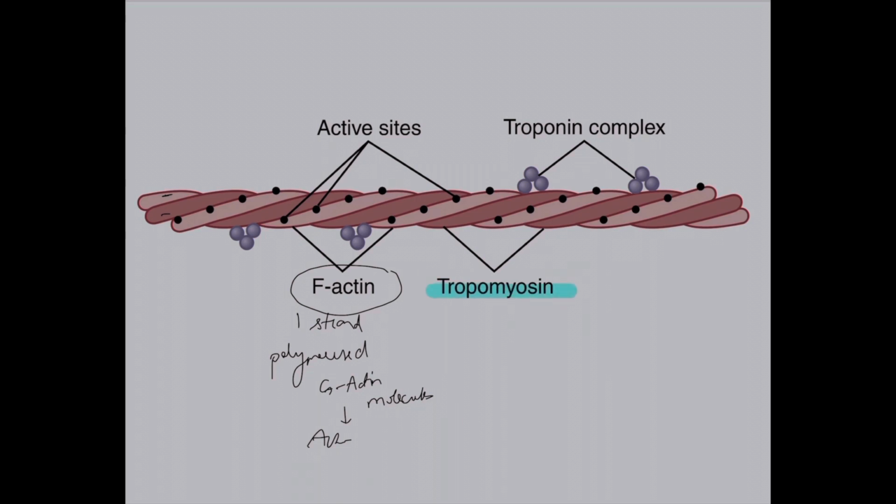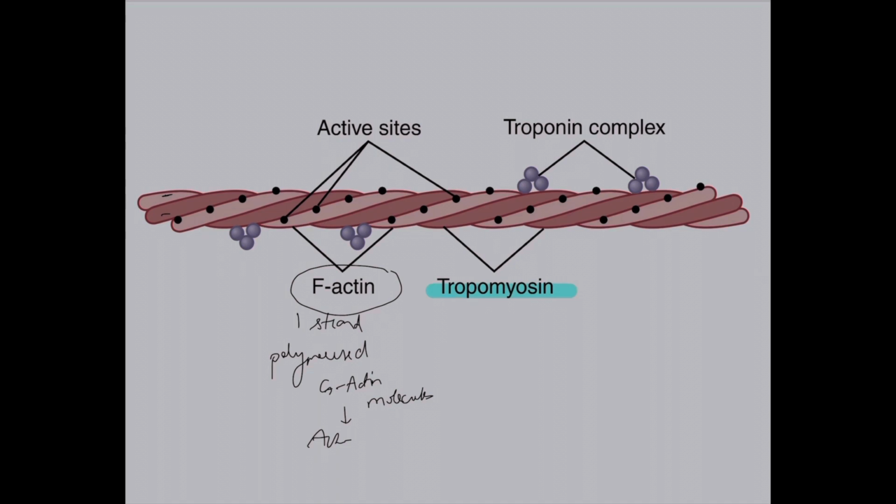The tropomyosin molecule is also wrapped spirally around the sides of the F-actin molecule. In the resting state, that is when the skeletal muscle is at rest, the tropomyosin molecule lies on top of the active sites of the actin strands. So tropomyosin covers the active sites so that actin and myosin filaments cannot bind to each other.